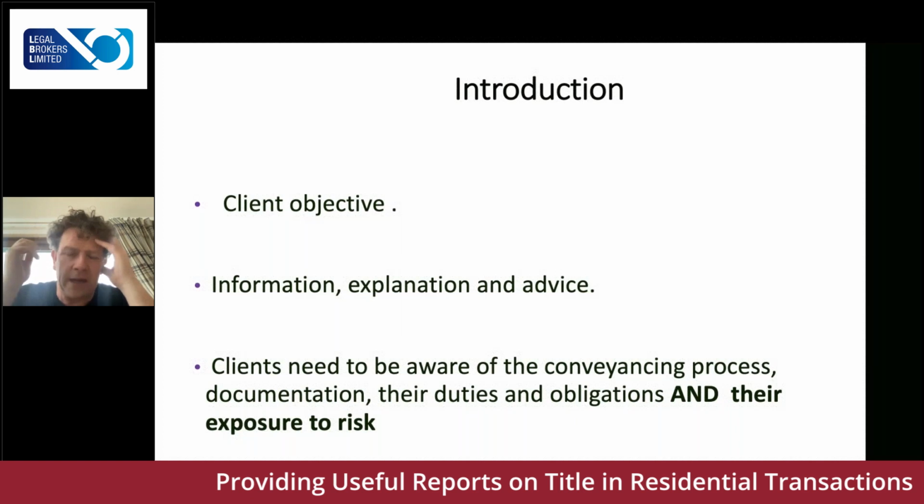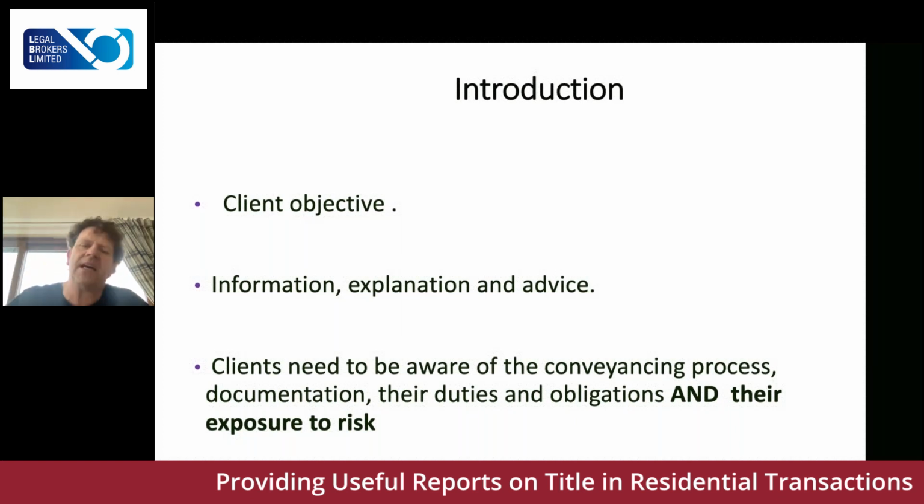and Mrs. Jones might have different levels of understanding of the conveyancing process, different attitudes to risk. And therefore, it's important that when we're reporting on title, when we're onboarding the client, that we deal with clients differently, depending on knowledge, depending on attitude, depending on stress levels that the clients are facing or encountering.